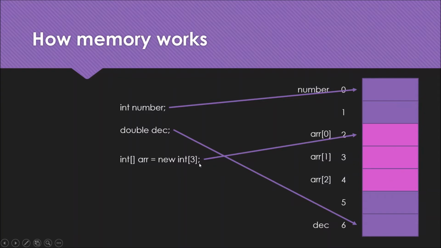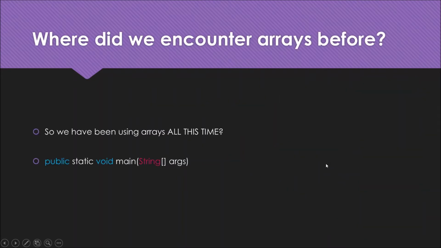So if I want to access the memory location 2, I will write array 0 because that is the first location. If I want to access the second location, I will write array 1, and if it's the third location, I will write array 2. Whenever I'm talking about array, I'm not just talking about this first location, I'm talking about all these 3 locations.